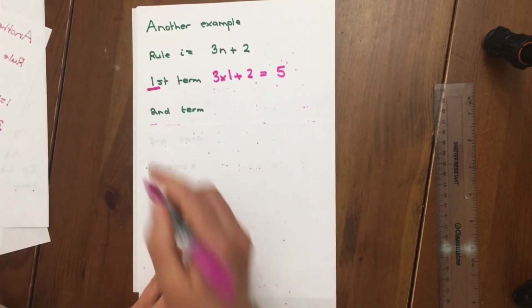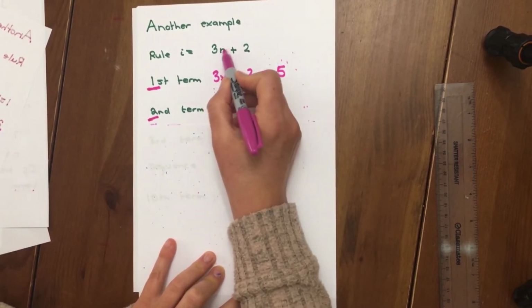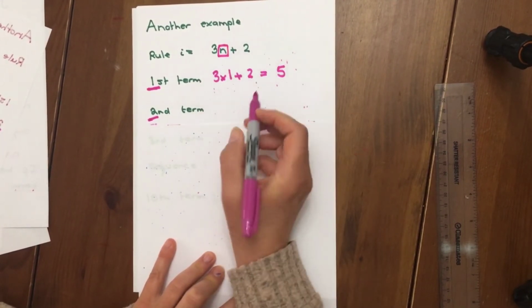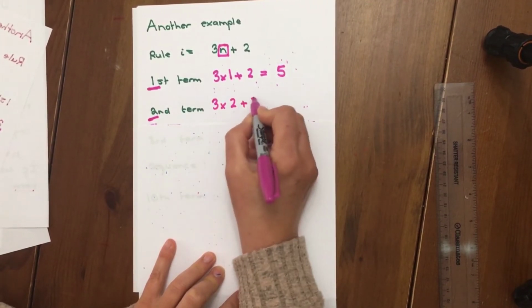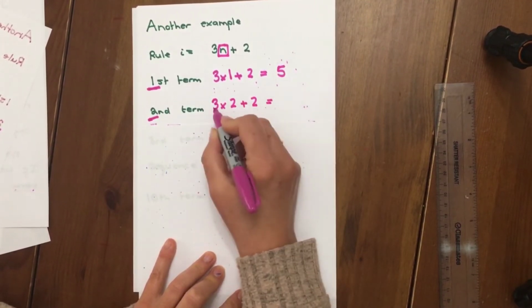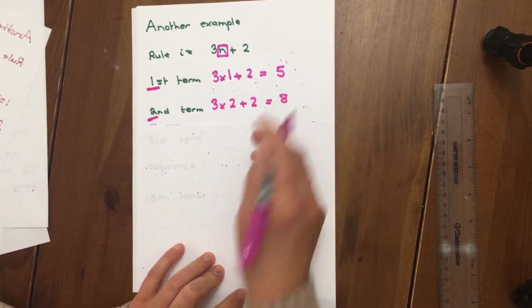Okay, what about n is 2? Think to yourself what this would be. So remember I'm always changing the n. So 3 times 2, add 2. 3 times 2 is 6, add 2 is 8.